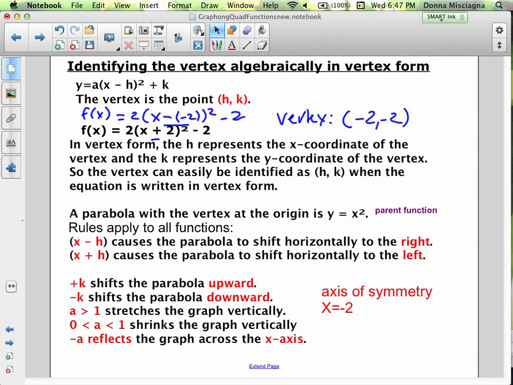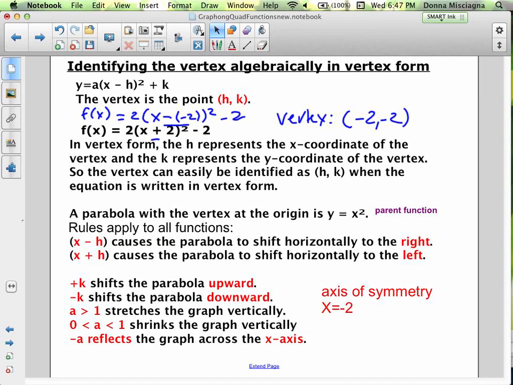A parabola with the vertex at the origin is y equals x squared. That's called a parent function. That just means it's the most boring, basic parabola I could come up with. The x and y intercepts are the origin, and it's right in the middle of the graph. It has nothing done to the x squared.